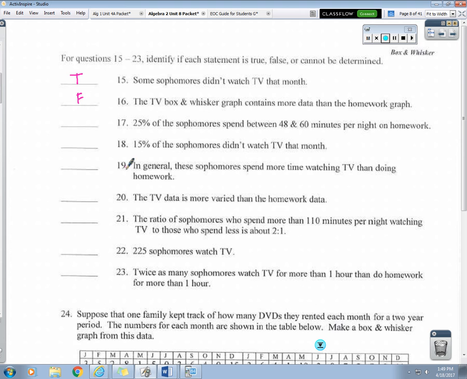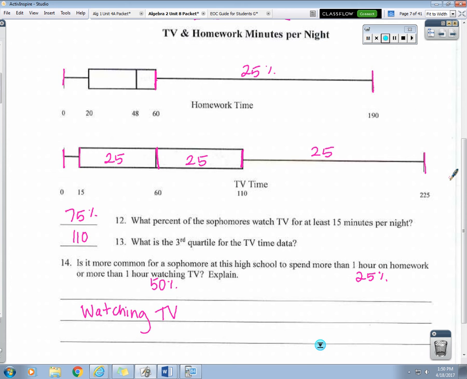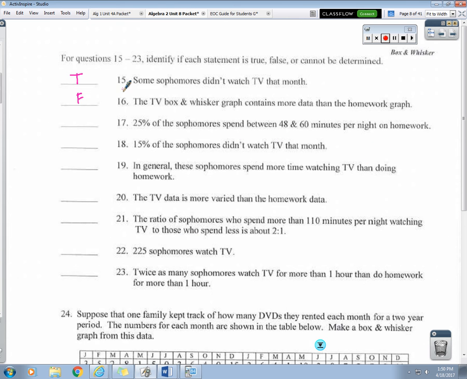Number 17, 25% of the sophomores spend between 48 and 60 minutes per night on homework. Okay, homework between 48 and 60 would be 25% of the data, so that's true. 15% of the sophomores did not watch TV that month. Okay, so cannot be determined. We cannot figure out what 15% did from looking at a box and whisker plot. If you had every single student's data, you could. But with just the box and whisker plot that was constructed from the data, you can't.